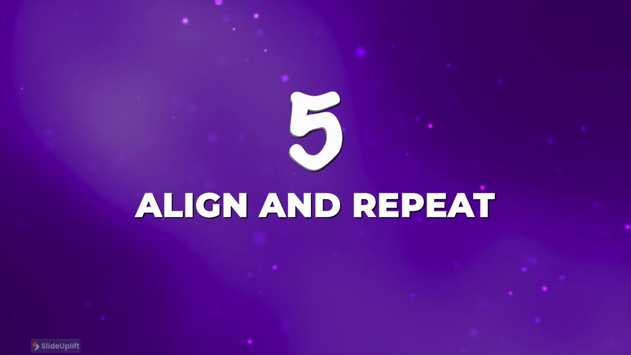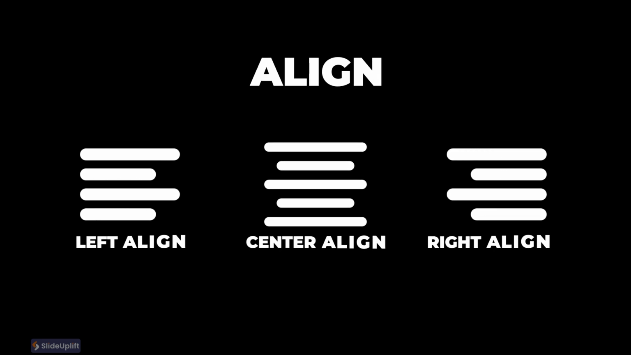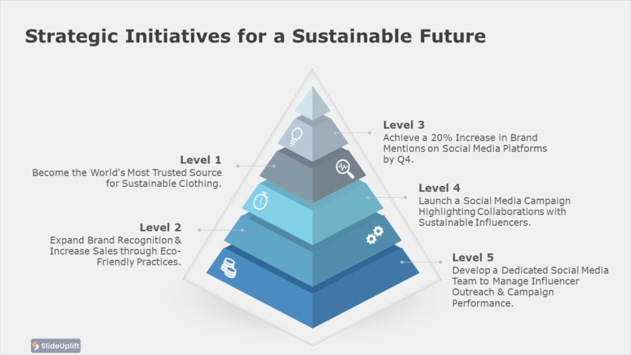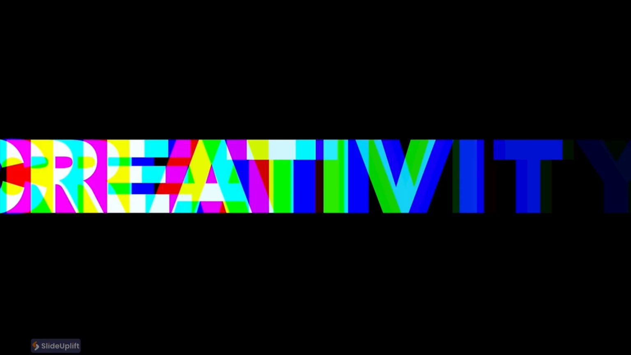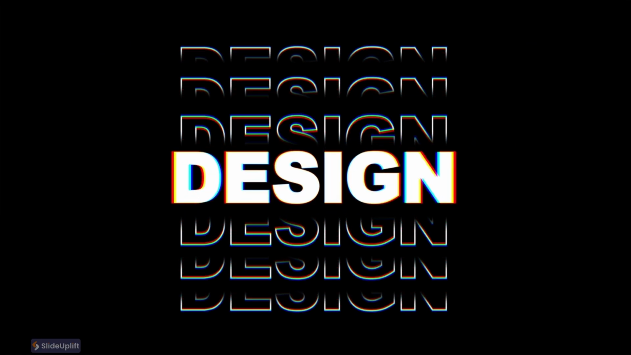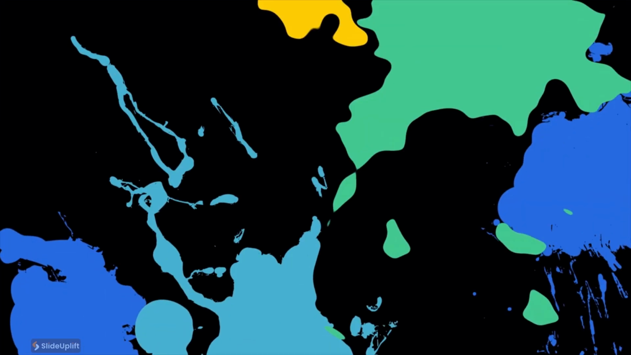Align and repeat. Alignment creates a sense of order and professionalism. Align text boxes, images, and other elements to a common baseline or grid. Repetition involves using consistent design elements like fonts, colors, and shapes throughout your presentation.